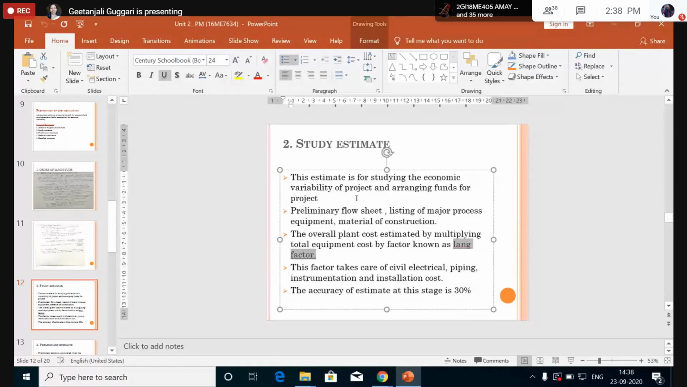Here, the cost of the project is estimated by multiplying the total equipment cost by the Lang factor, which is available in the manuals. We need to refer to this. What does the Lang factor mean? It takes care of the electrical, civil, piping, instrumentation and installation cost of all the equipment. That will give you an estimate with an accuracy of plus or minus 30%. I'll show you the graph after completing this, so that we can see how the cost estimation is evaluated in all the stages.